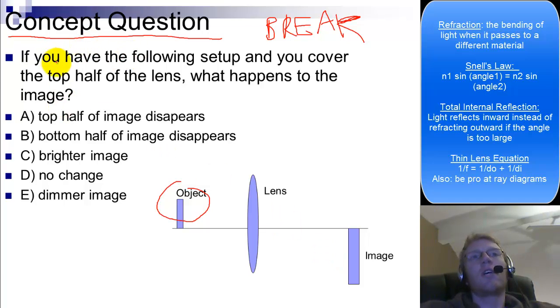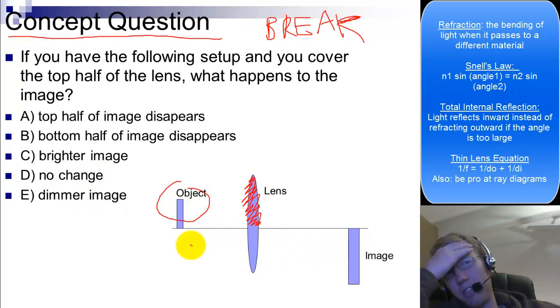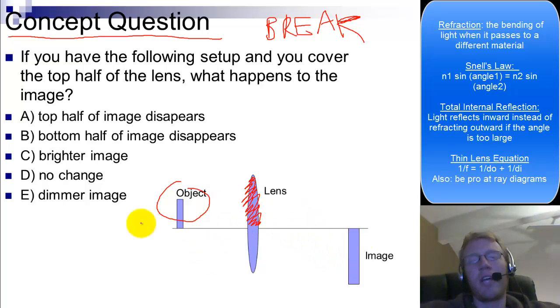So the question is, what happens if you cover the top half of the lens? What happens to the image? So we take a piece of cardboard, and we block out the top half of this lens. What happens to the image? Does the top half of the image disappear? Does the bottom half of the image disappear? Does the image get brighter? Is there no change in the image, or does the image get dimmer? So I want you to take a little bit of time, actually. Pause the video and really try to think about what happens, and when you're ready, come back.